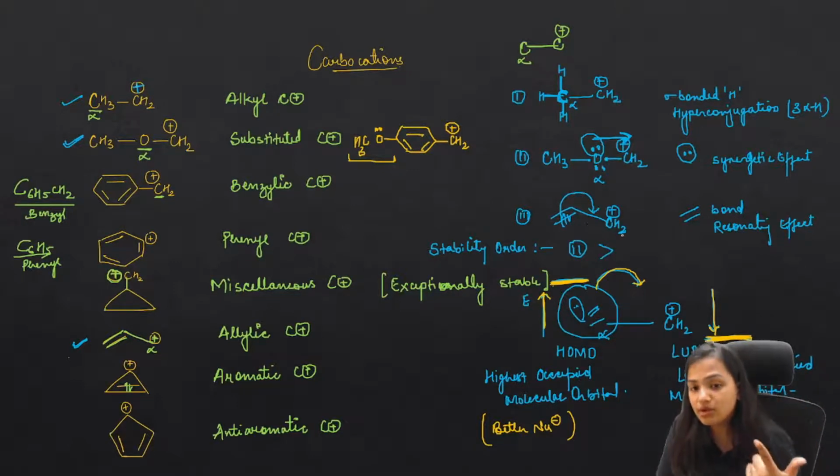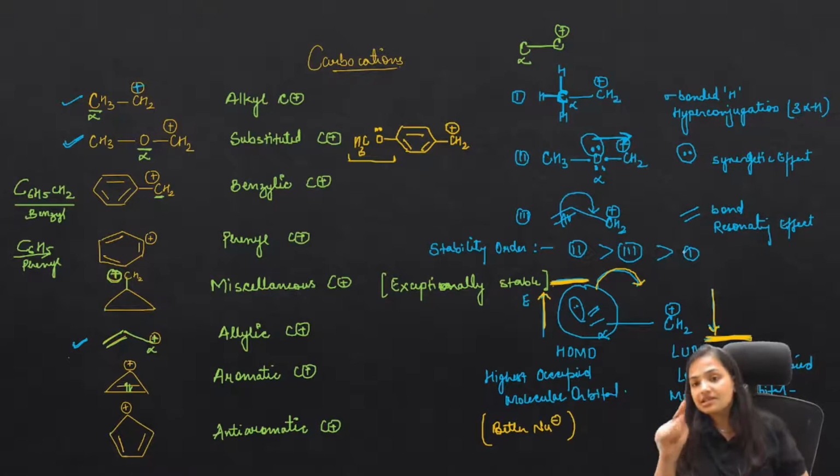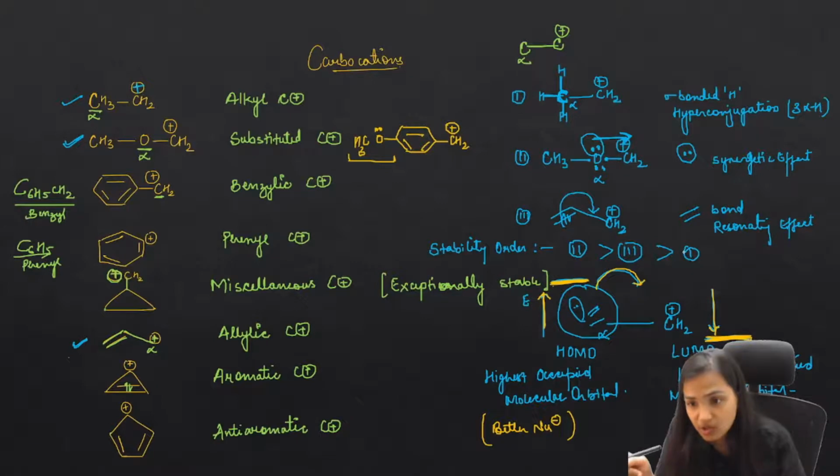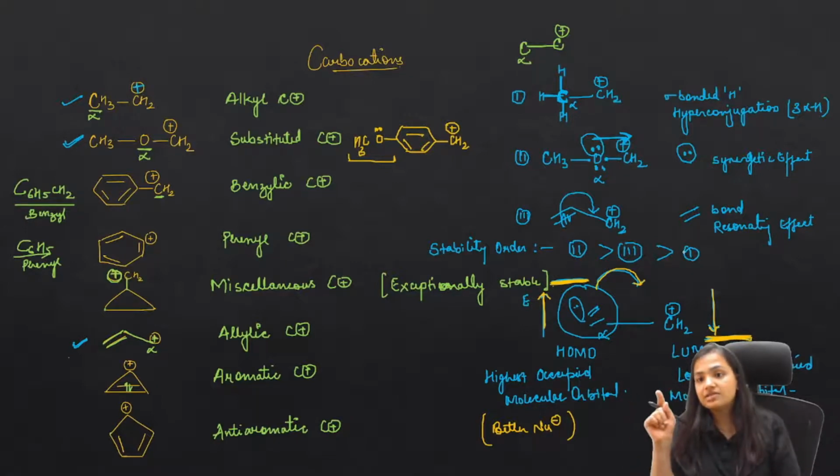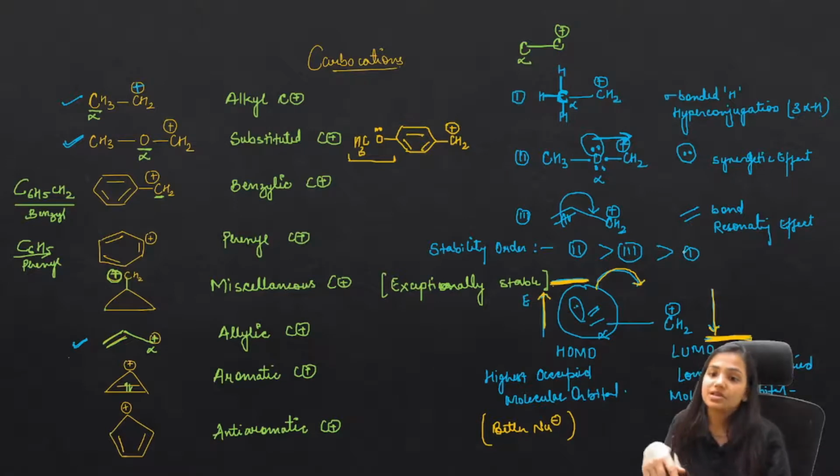Then the pi bonded species, that is the structure number 3, is going to be more stable than the structure number 1. Are you getting it? Second is more stable because in the second we do have a lone pair, in the third we have a pi bond, and then in the last we have a sigma bonded electron. So 2, 3, 1 will be the stability order for these three structures. This is how we can understand.